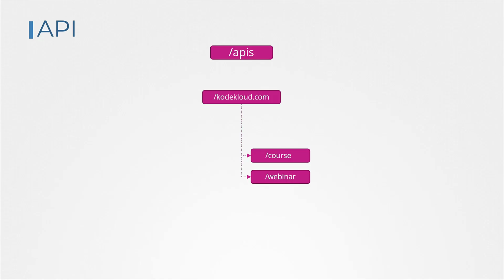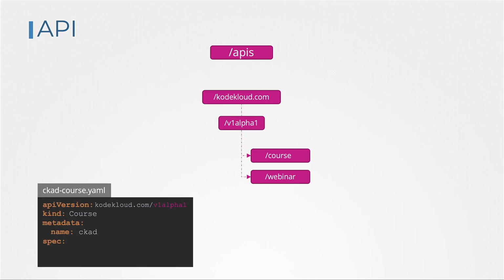So we call it V1 Alpha 1 because it's the first alpha version of the V1 version. You can create a course or a webinar object using a YAML file like this, and using the API version kodekloud.com/V1 Alpha 1. Now, let's say, for instance, the webinar object didn't go well with the users and we decided to remove it. In the next Kubernetes release, can we just remove it from the V1 Alpha 1 version?